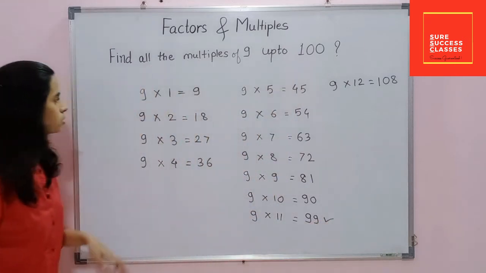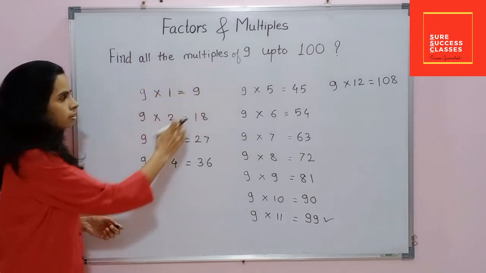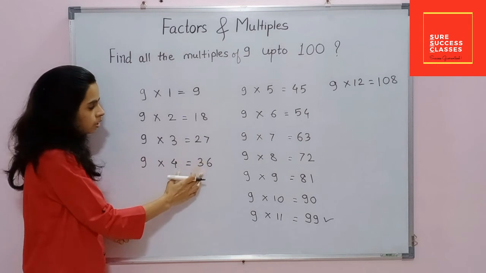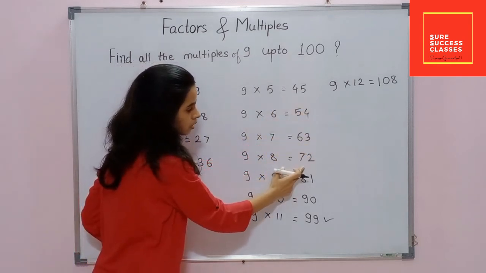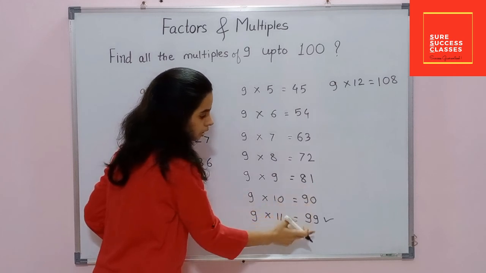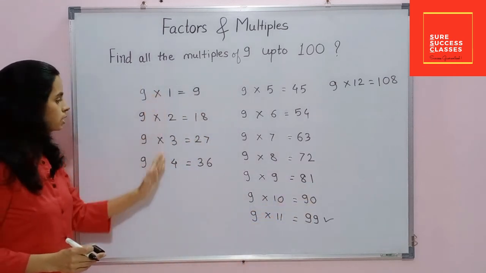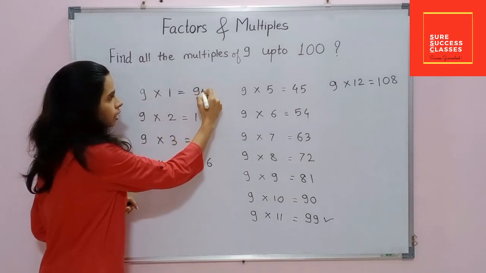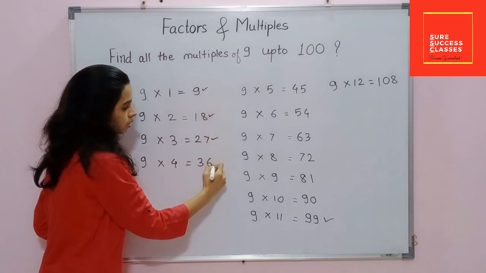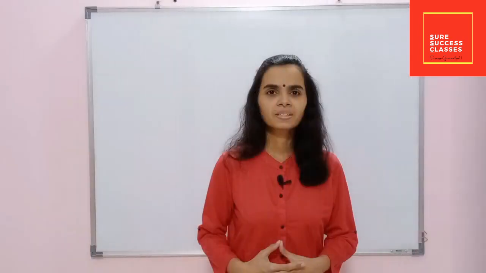So the multiples of 9 up to 100 are 9, 18, 27, 36, 45, 54, 63, 72, 81, 90 and 99. You can drop this side. Only you can write these numbers 9, 18, 27, 36 in your answer.